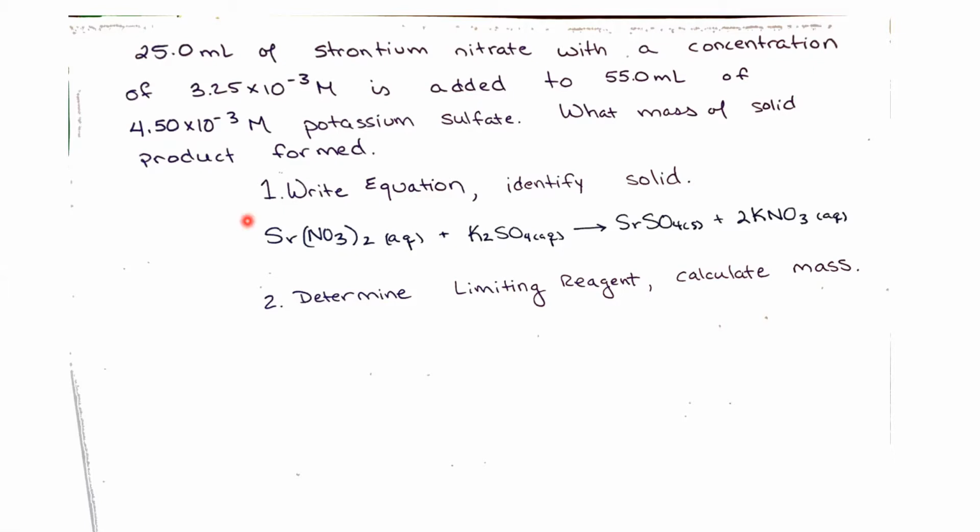So hopefully it's been described, and it has. We have strontium nitrate, so strontium a +2 cation, nitrate a -1 anion. And we have potassium a +1 cation and sulfate a -2 anion.